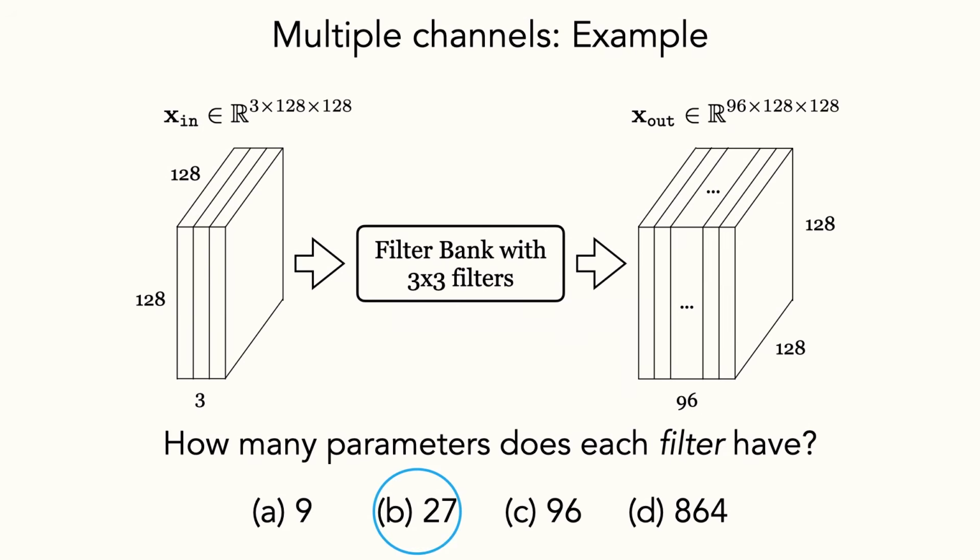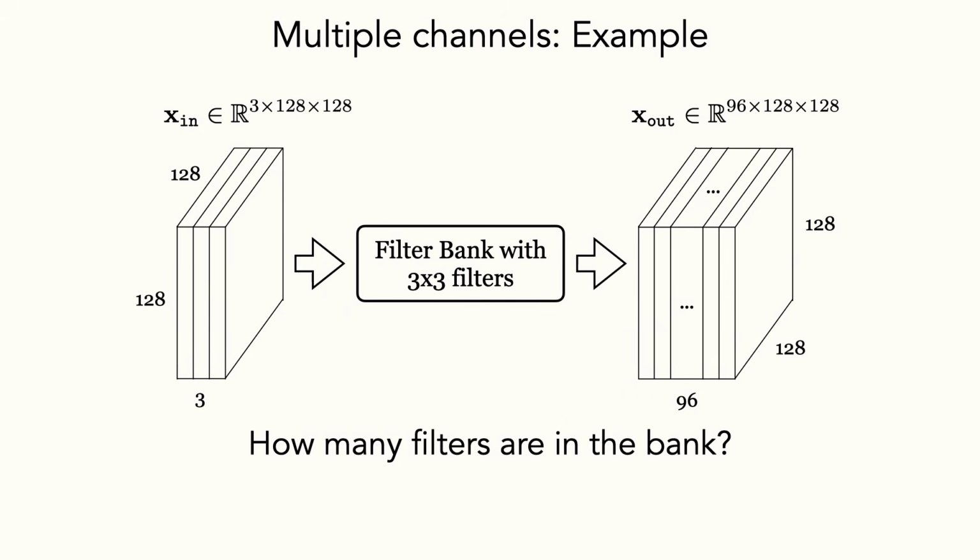All right, now how many filters are in our filter bank? Yeah. 96, exactly. There are 96 outputs here, which means we get 96 filters. And then each of those filters will have those 27 parameters. So you're running those over the entire image, and you are taking a linear sum over all 3 of those channels, and you're getting a single output dimension. And so if you have 96 output channels, you need 96 different filters.